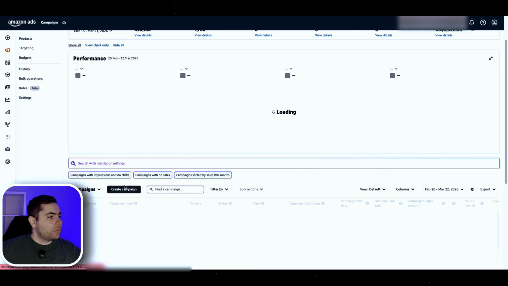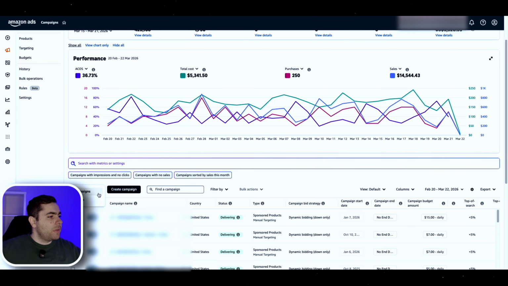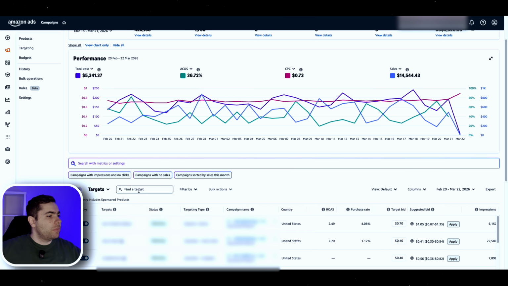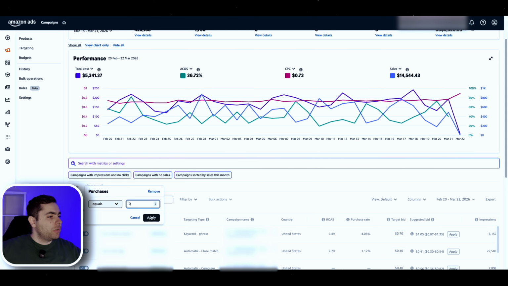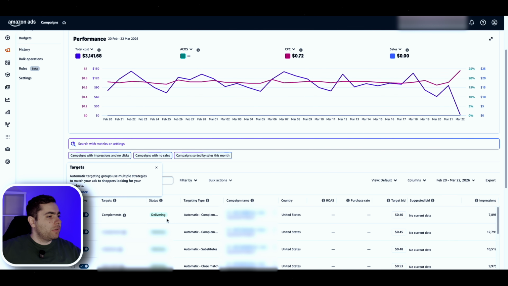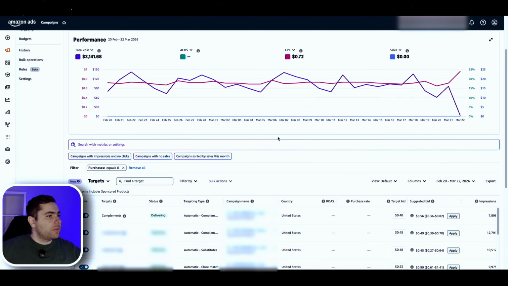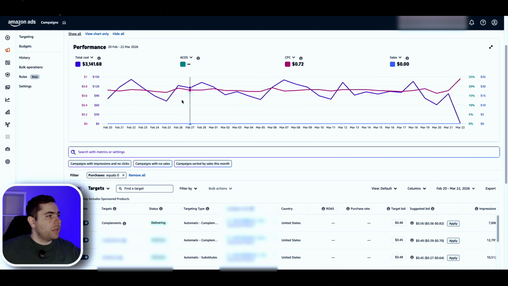Okay, let's also look at the same thing by targets. So basically change the level from campaigns to targets here. We can do that now after the last Amazon updates. So we open here purchases equals to 0, the same, but now not on the level of campaigns, but on the level of targets. And you can see that the number is even higher here.